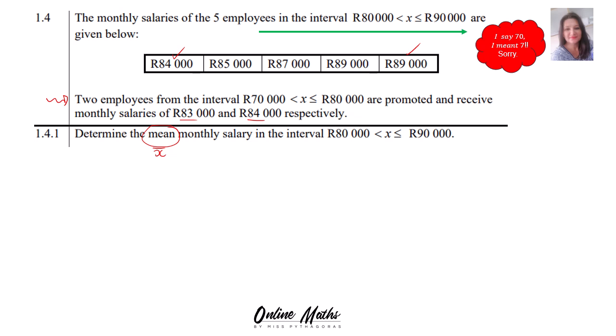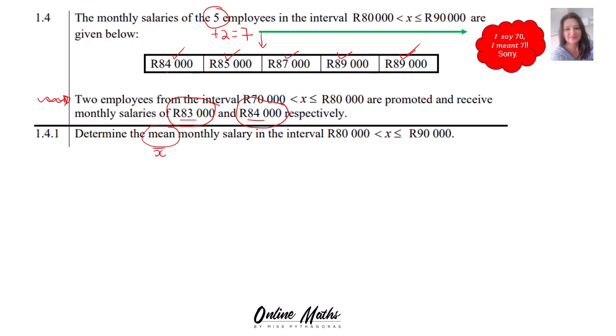Now, if this was just the sum up to there, then you would add all the values and divide by 5. But now they added this horrible little piece there, and this in fact is telling you that suddenly there's not just 5 employees, there's an additional 2. So now there's 7 employees that fall within this salary bracket or interval. So to find the mean, you will add 84,000, 85, 87, 89, 89 plus this other one, 83,000 and the 84,000 that was also promoted.